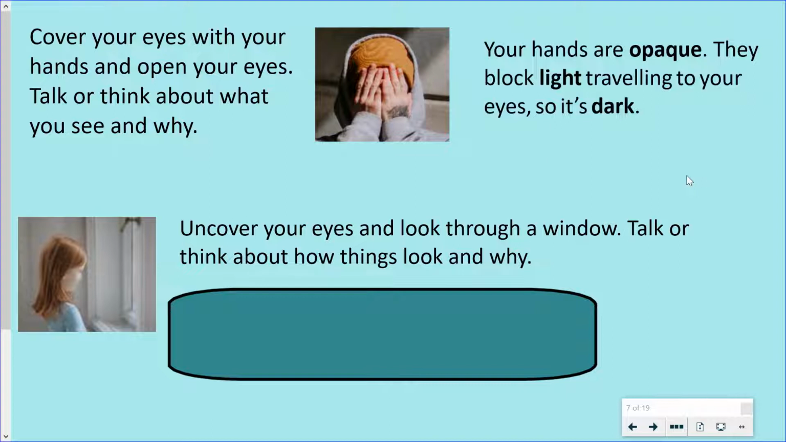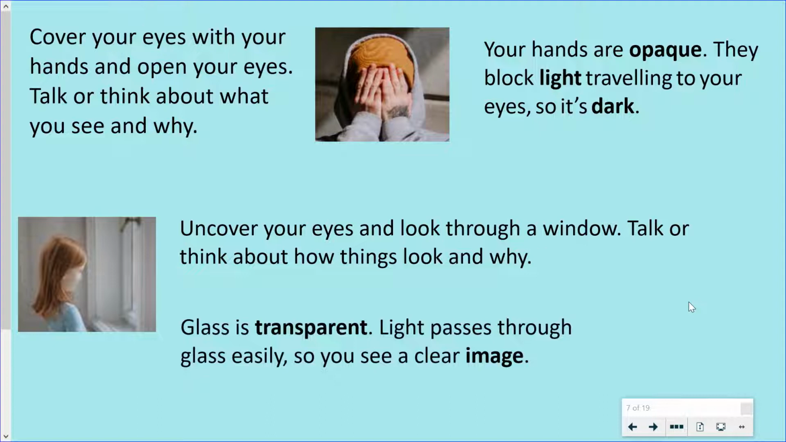Now make sure your eyes are uncovered and look for a window. I want you to talk to an adult or think about how things look and why they look that way. So you may have reasoned that glass is transparent. This means light passes through glass easily, so you see a clear image. So we're starting to revisit vocabulary like opaque, transparent.